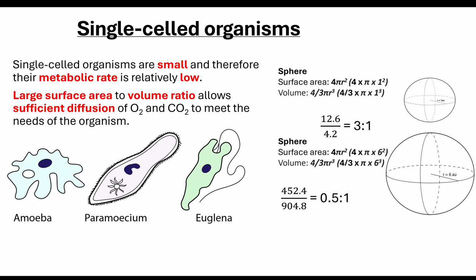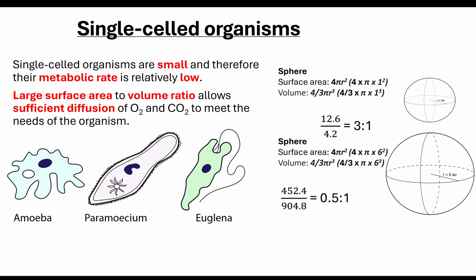Now, when I look at that large surface area to volume ratio in that smaller cell, that allows for the sufficient diffusion of oxygen and carbon dioxide to meet the needs of the organism. The organism needs to do respiration, and because it needs to do respiration, it needs oxygen supplied, and it also needs the removal of carbon dioxide. Otherwise, the cell cannot function in the way that it needs to, because respiration produces ATP. ATP is necessary for so many different things within the cell.